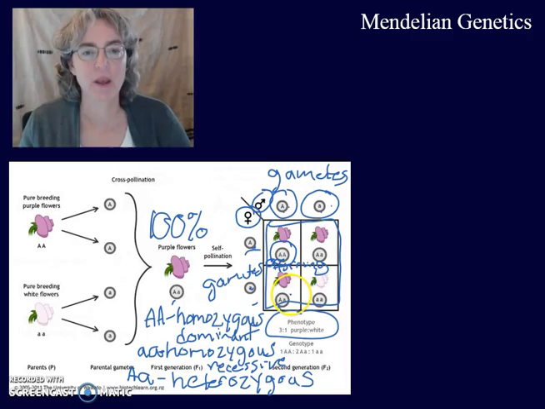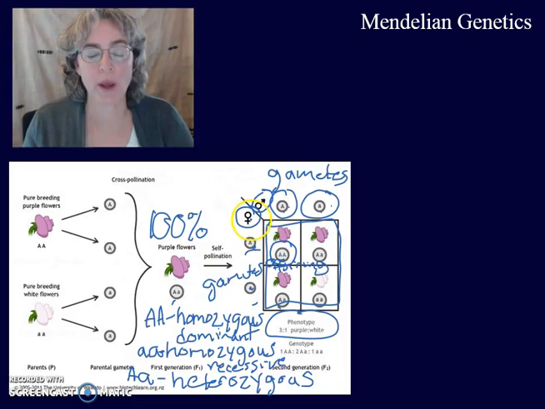Okay, so this is Mendelian genetics working with one characteristic. In the next set of videos, we are going to look at Mendelian genetics looking at two characteristics at the same time.